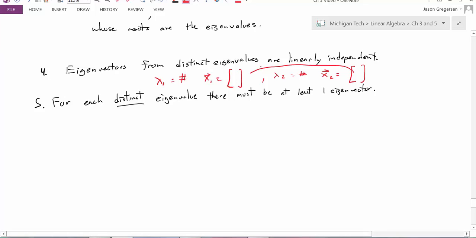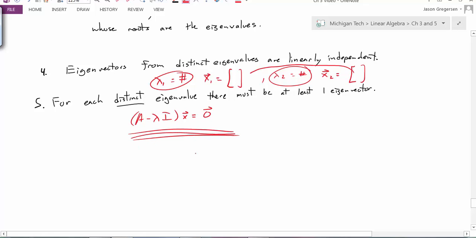Number five says that for each distinct eigenvalue, once again, if this is lambda equals 1 and this is lambda equals 2, those are distinct, different numerical values. So for each distinct eigenvalue, there must be at least one eigenvector. And this one makes sense. To find that eigenvector, we're going to solve this homogeneous equation. We're going to find the non-trivial solutions to this. But we've chosen lambda specifically so that this matrix was not invertible, to guarantee that there are non-trivial solutions. So there should be at least one eigenvector associated with every eigenvalue.